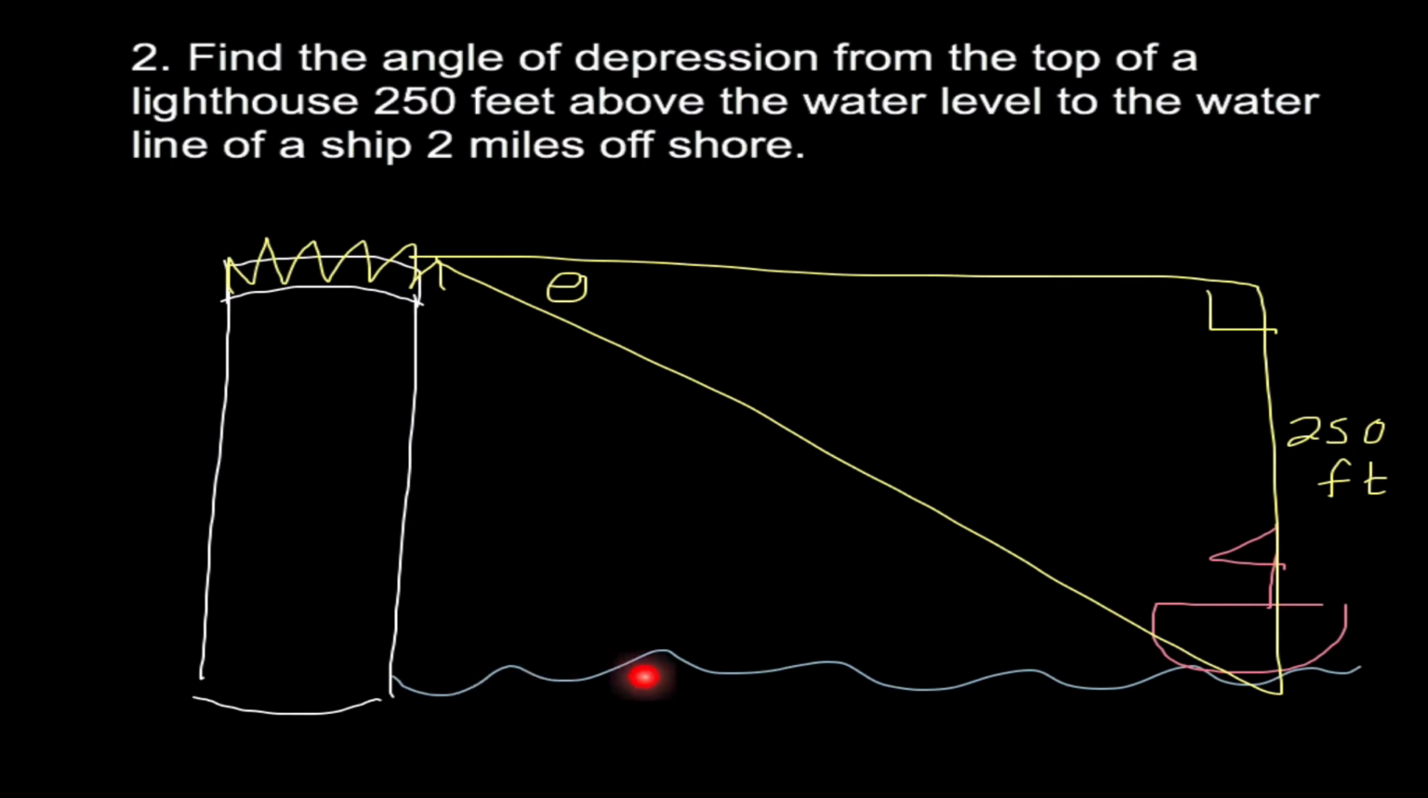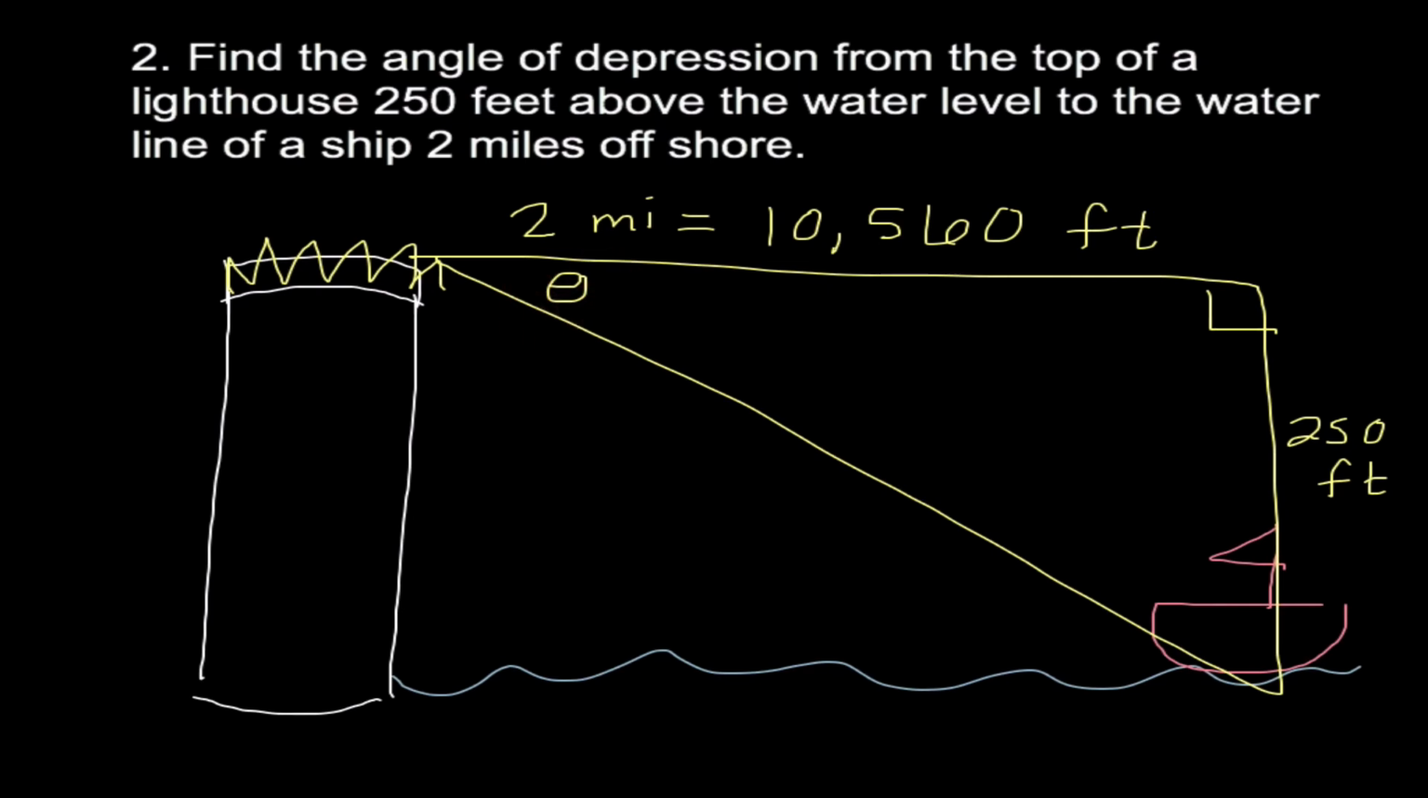It also tells me that the ship is 2 miles offshore. I know this water distance is the same as the top of this triangle. And something kind of weird happens if I just say 2 miles, because these are not in scale with one another. We do need to convert. And so we know that 1 mile is equal to 5,280 feet. So this becomes 10,560 feet.